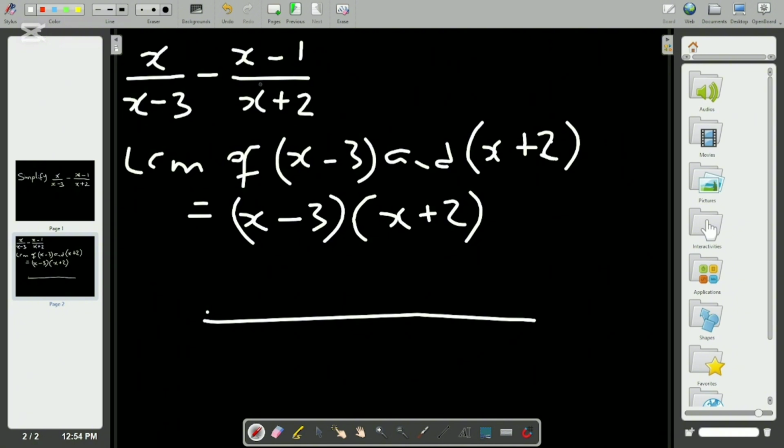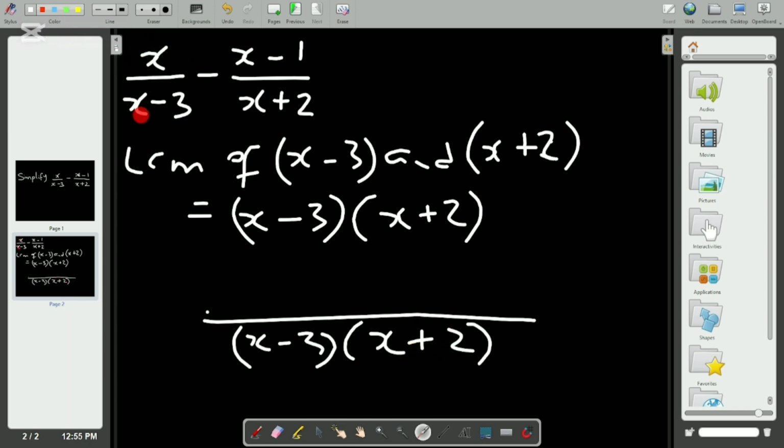So the LCM, we are going to write it here, which is x minus 3 in brackets and then x plus 2 in brackets. The next thing you do is to use the denominator here to divide the LCM, so that x minus 3 is going to divide this to cancel x minus 3. It will now be left with x plus 2. So this x plus 2, use it to multiply the term that is up here.